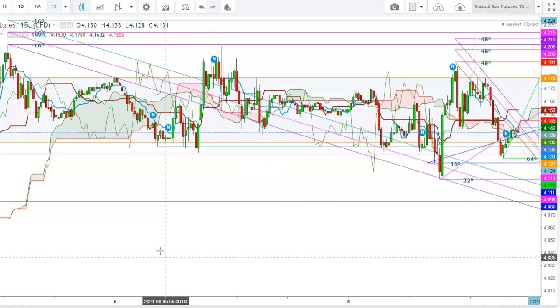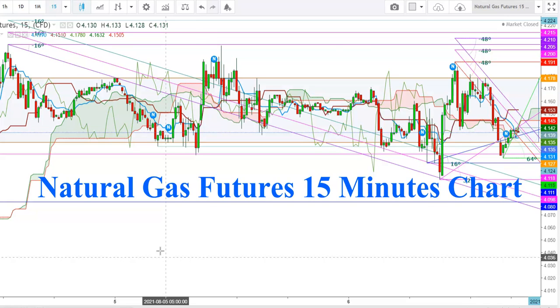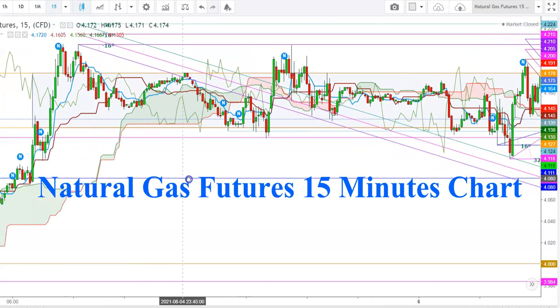So let us start the day to analyze the movements of natural gas futures in different time frames. So friends, here I would like to start to analyze the natural gas with a 15-minute time frame. So friends, here you can see a 15-minute time frame chart of natural gas futures.